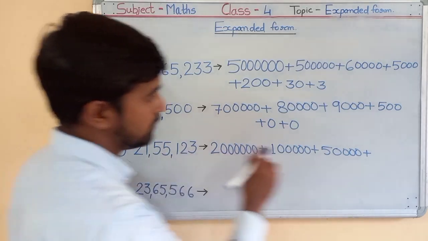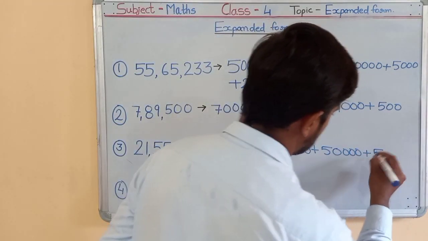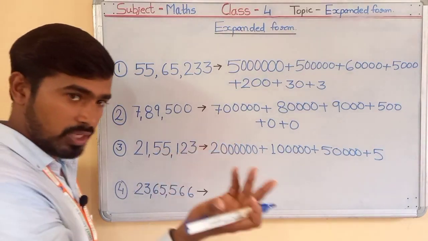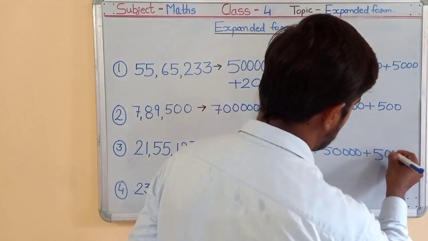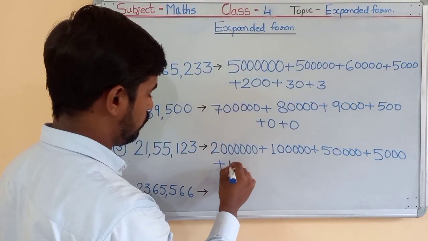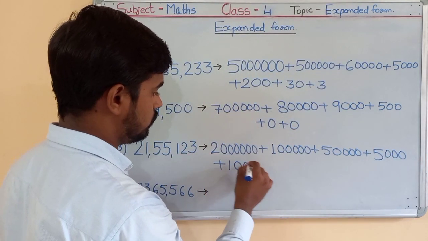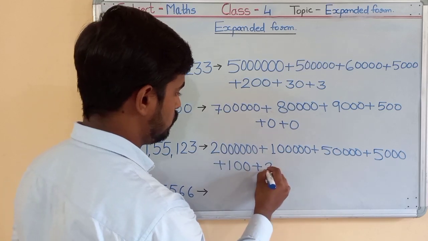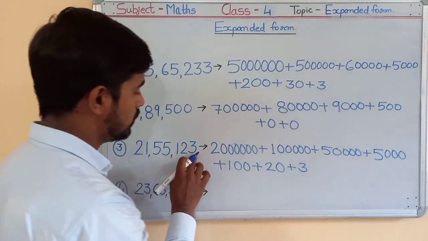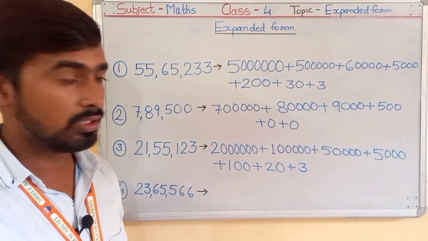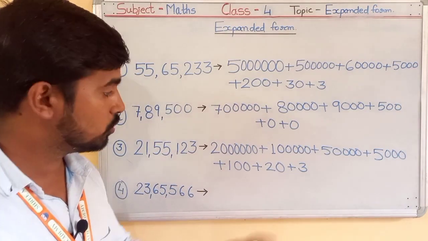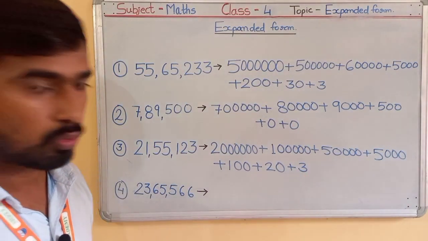This 5: there are 3 digits just after 5. Place 3 zeros. 1 2 and 3. Now this one has 1 digit behind it, so 20, then 10, and this one 3. 3 is alone because there is no extra number behind the 3. There is no number after 3, so 3 will come alone on the ones place.